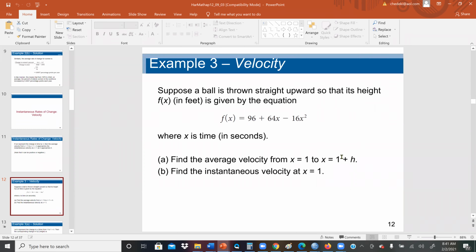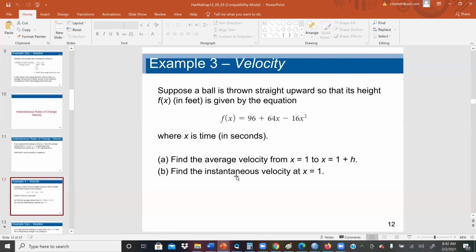So I'm going to plug 1 plus h anywhere I see x in the function, then solve it. Then I'll put 1 anywhere I see x in the function, solve it, and find the difference. Now 1 plus h minus 1 will give me h because plus and minus 1 cancel. So finding the average velocity from A, which is 1, to B, which is 1 plus h, is the same as finding average rate of change.